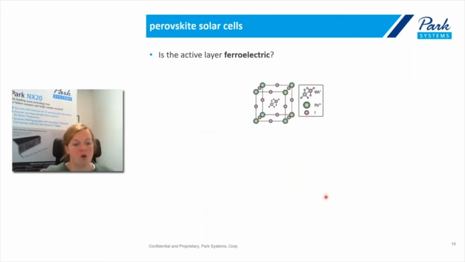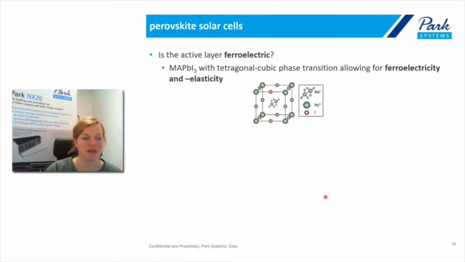Now, a system where ferroelectricity has been discussed a lot is perovskite solar cells. And the question here is, is the active layer of perovskite solar cells ferroelectric? And would this thereby qualify as a photoferroelectric material? The active layer is methylammonium lead iodide. And this material has certain phase transitions that, just by symmetry, would allow for ferroelectricity as well as ferroelasticity, which is more of a mechanical effect instead of an electrical effect.